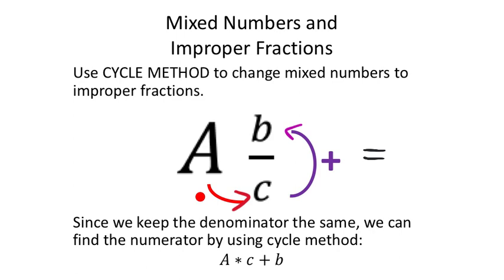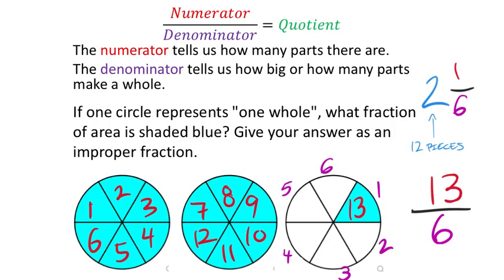So even when you get the improper fraction out of this, whatever the denominator is, in this case C, it just stays that way. And then whatever we get from this operating cycle method, that's what we put into the numerator. Now there's a reason for this though, and that takes us back to this example which I was trying to show earlier. Remember this one, how as a mixed number, we had 2 1/6. So we had the two wholes here, right? You've got the one whole and then the second whole.